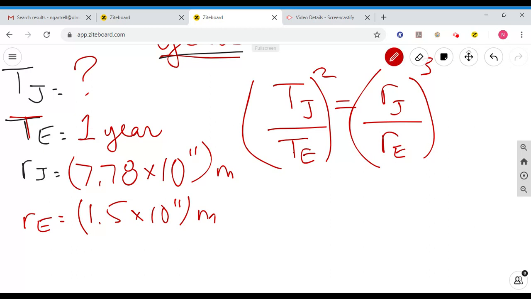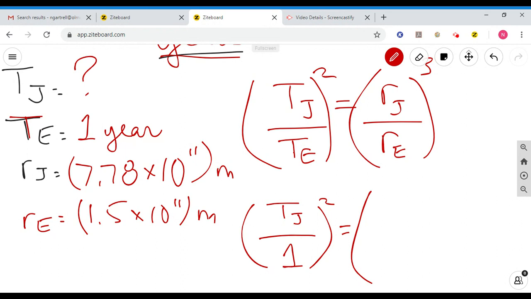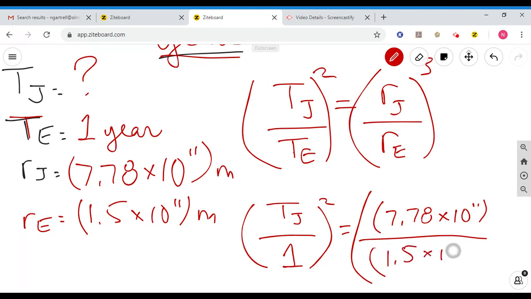All right, so we have T sub j, that's what we're solving for, so I'm leaving it there, over, well, it only takes 1 Earth year, squared, equals big parenthesis, and then parenthesis around the scientific notation. Close that, divided by another set of parentheses. Close that side, cubed.